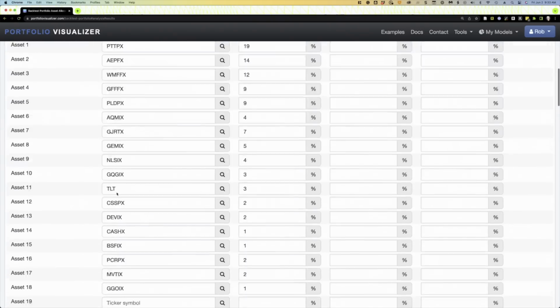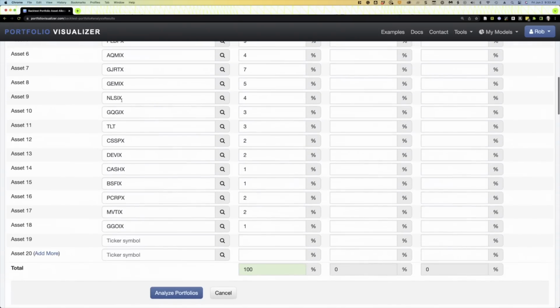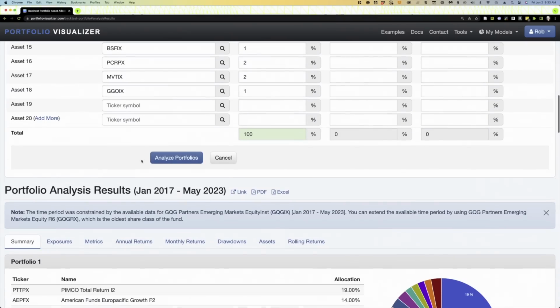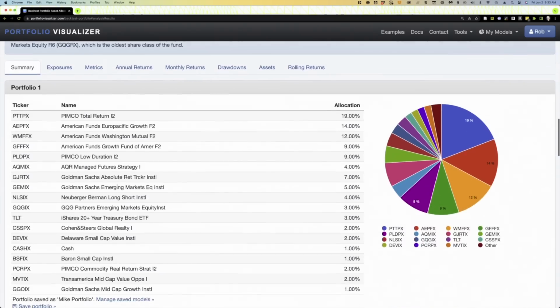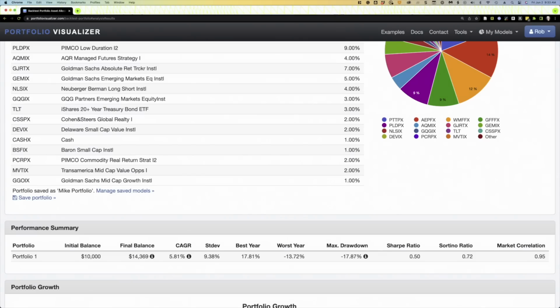We can analyze it. Now, when you put in a specific portfolio like this, you want to see what date range it gives you. It's almost always going to be limited based on the data that Portfolio Visualizer has for each of the funds in the portfolio. But this gives us about 7 years of data, so that's not too bad. And we can see the return has been 5.81% over that time period.